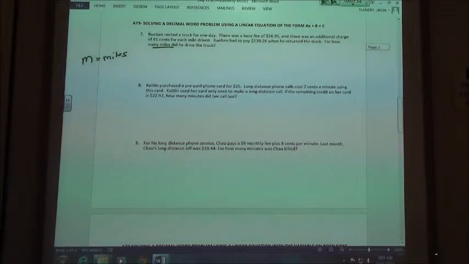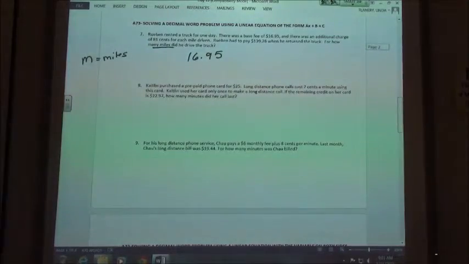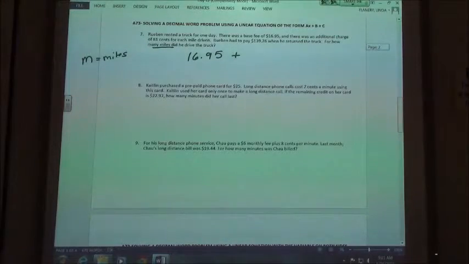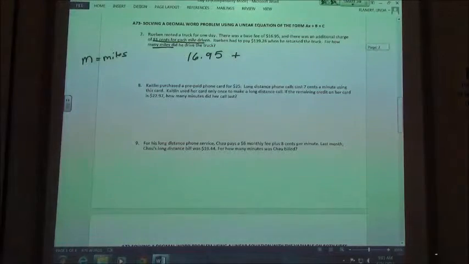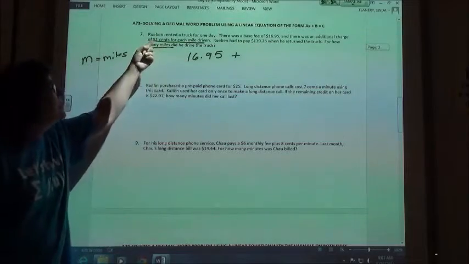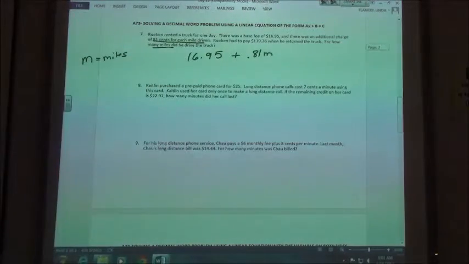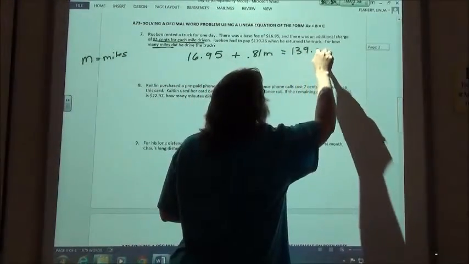So if I'm translating my word problem, there was a base fee of $16.95. So I had to pay $16.95 right away when I got there. There was an additional charge, so I'm going to add to that, of 81 cents for each mile driven. So 81 cents times the number of miles I drove is my extra charge. I have to be careful, since this is in dollars, this is in cents, that I use 0.81 for 81 cents. So 0.81 times M would give me my additional charge. When I returned the truck, I paid $139.26.